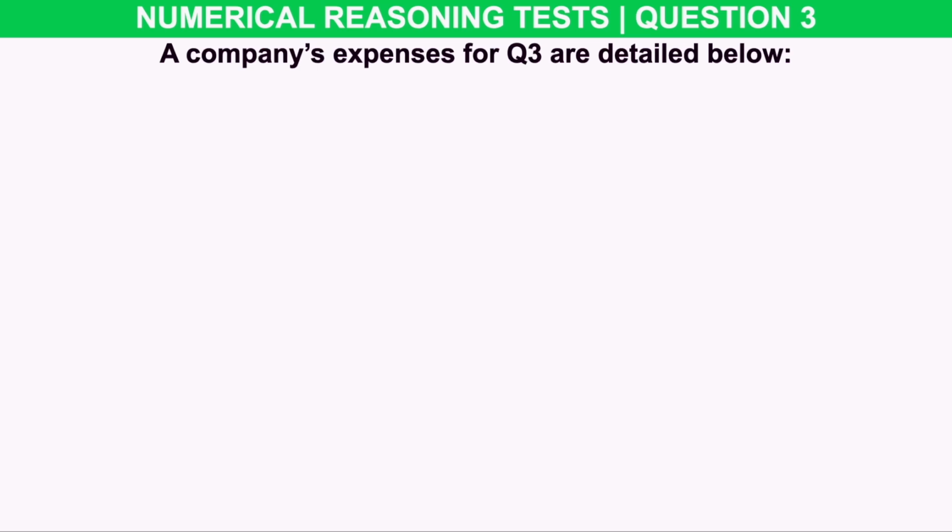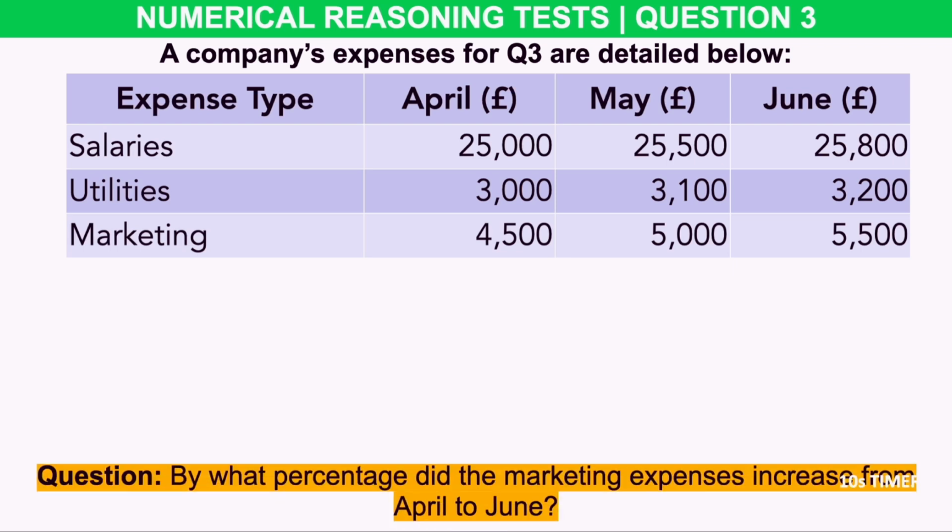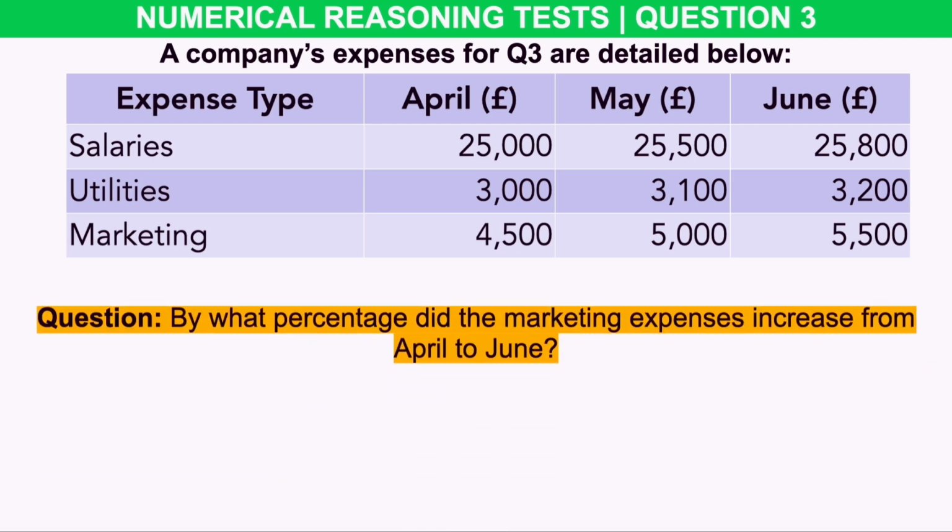Let's now take a look at a percentage question. This time, we will look at the answer together and break it down. But first, give it a go yourself and let me know your answer in the comment section below. So a company's expenses for quarter 3 are detailed below. You can see this here in the table, but the question is this: by what percentage did the marketing expenses increase from April to June? You have 10 seconds to work this out.